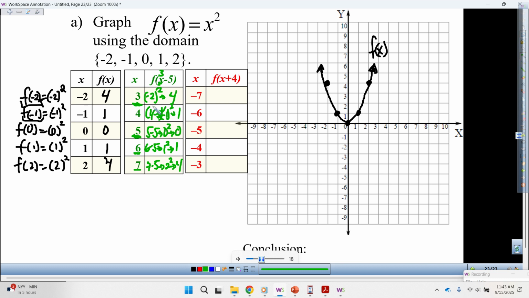All right, so let's graph this. 3, positive 4. 4, positive 1. 5, 0. 6, 1. And last one, 7, 4. Graph that. And what do we label this one? G of x.